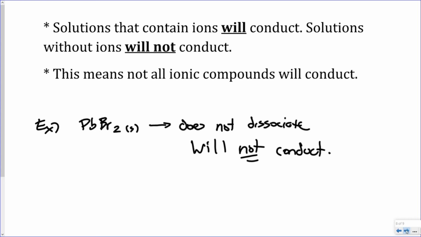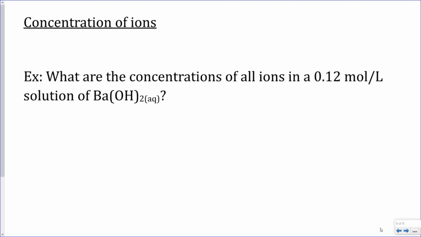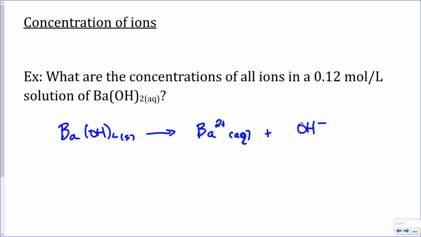The last thing we can do is for the ones that do conduct, the ones that do dissociate, we can talk about the concentration of ions. So here's an example. What are the concentrations of all ions in a 0.12 mole per liter or molar solution of barium hydroxide? So first off, we need to write our dissociation equation. So here's barium hydroxide. We put it into liquid. It will dissociate into barium, which has a 2 positive charge, aqueous, and hydroxide, which has a negative charge and is aqueous. In order for this to be a balanced dissociation equation, we need 2 hydroxide. We have 2 hydroxide here.